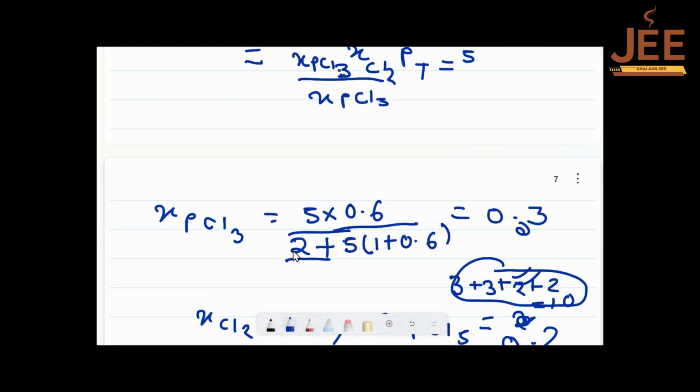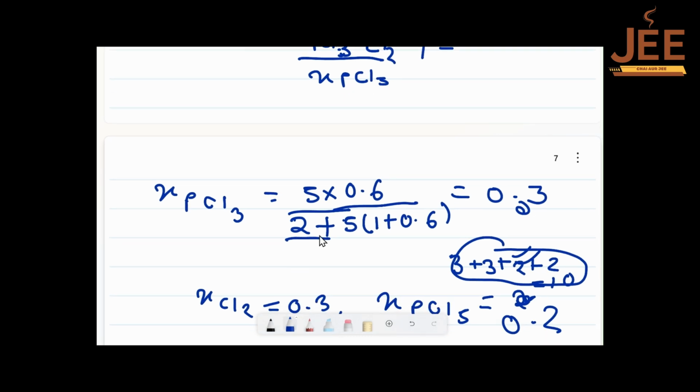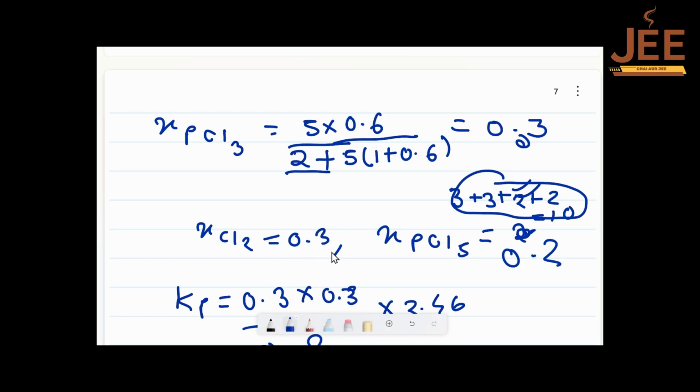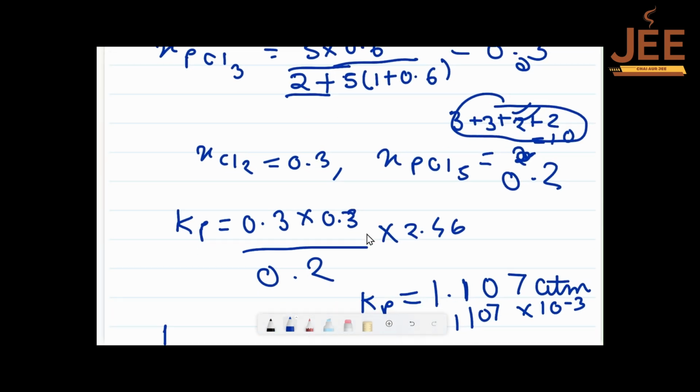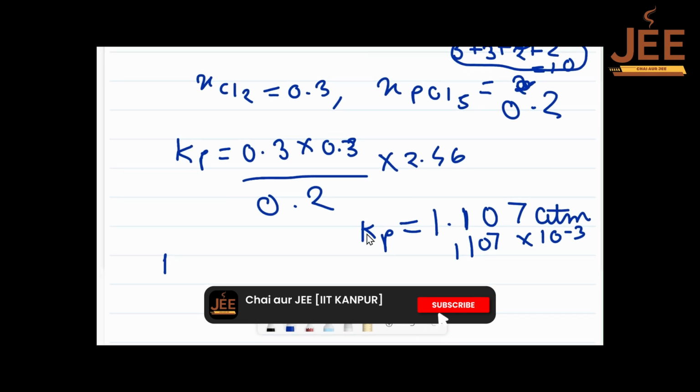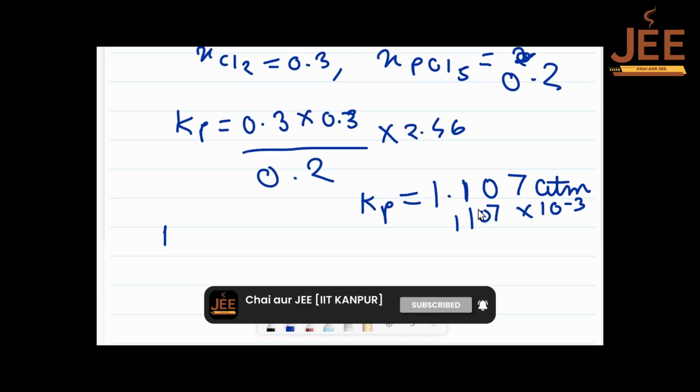Then we'll calculate the partial pressure for each component. For PCl3 it comes out to be 0.3. Note that while calculating the total number of moles, we have to include the moles of PCl5, PCl3, Cl2 and nitrogen, because nitrogen is also present in the vessel, so it cannot be ignored. So the total number of moles is 10, and hence the mole fraction for PCl3 is 0.3, mole fraction for Cl2 is 0.3, and mole fraction for PCl5 is 0.2. Now we'll use the formula of Kp, and it comes out to be 1.107 atm. So our answer is 1107.